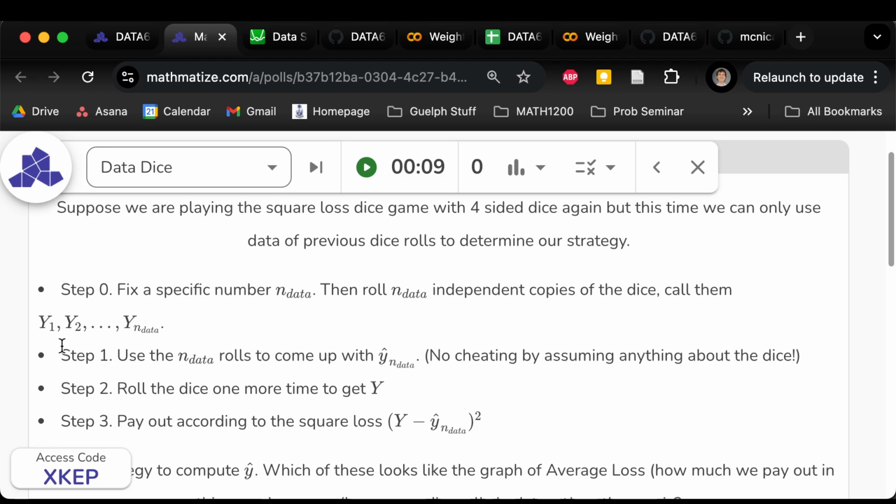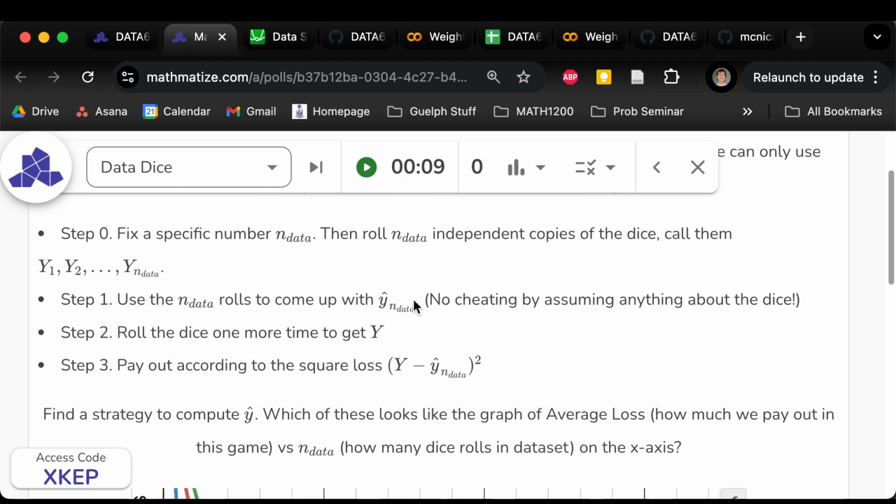Okay. Step one is exactly the same as step one before. You have to come up with y hat. I called it y hat and data, because it really depends on all these things. In the previous game, it didn't depend on anything. It just depended on your knowledge of the dice. But now you have this data set, that's all you're allowed to use. And I did add a little assumption here. No cheating by assuming anything about the dice.